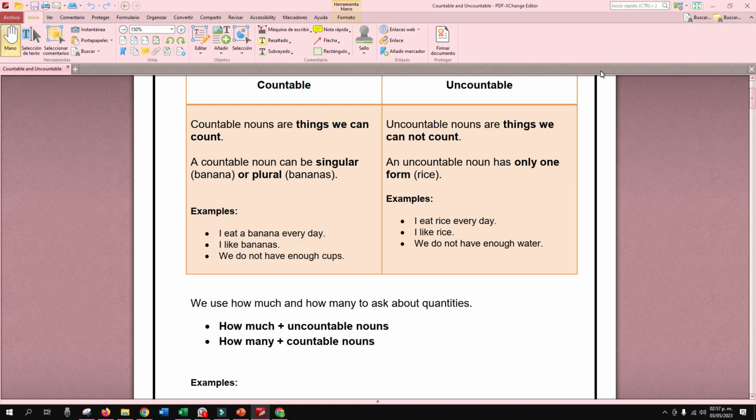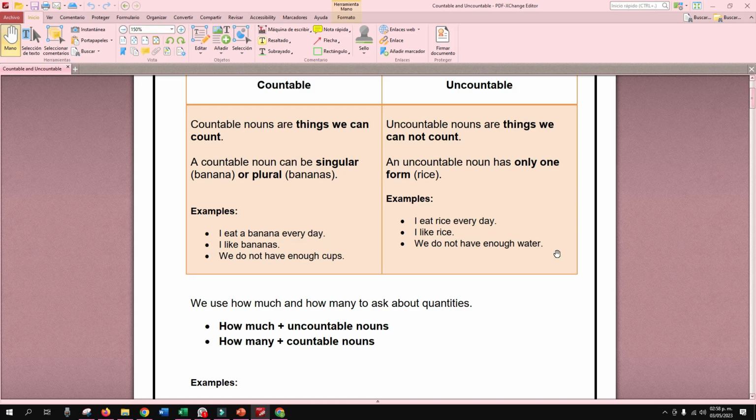Uncountable nouns are things we cannot count. An uncountable noun has only one form, right? Rice. That is like the singular one. Examples: I eat rice every day. I like rice. We do not have enough water, right? So that is an uncountable noun.